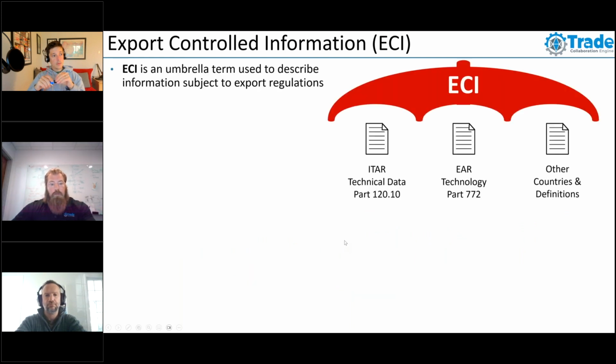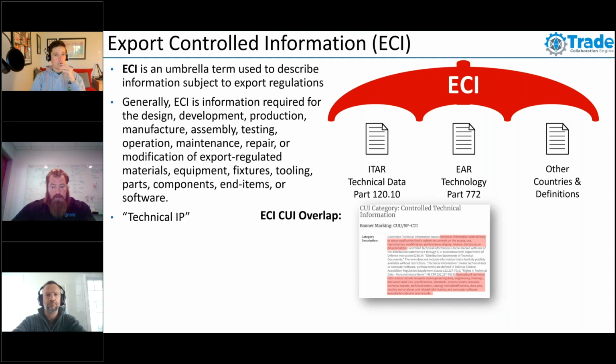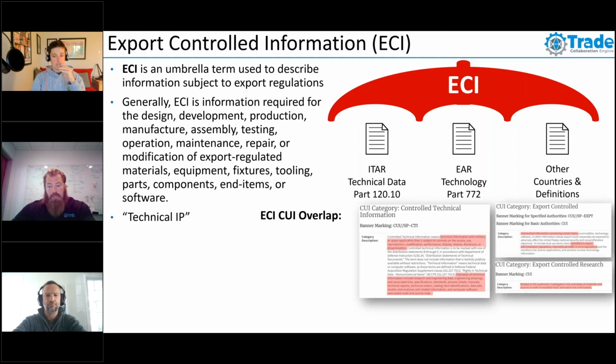So what is ECI? Well, it's an umbrella term used to describe information subject to any country's regulations. Now, generally, this is what it is. I'm not going to read this to you. But to summarize, it's technical IP. It's owned by you, it's owned by your supplier, it's owned by your customer, maybe it's owned by the government, right? And if that information is owned by the government, that ECI, there could be CUI overlap, right? So, things like controlled technical information, export controlled information, and export controlled research.